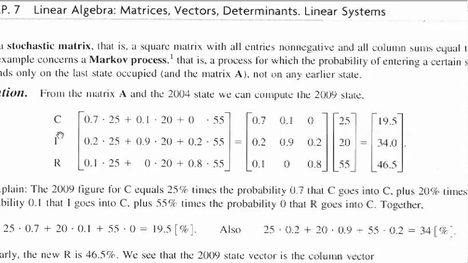So the state of their land use today, which in this problem is 2004, is that 25% of their land is commercial, 20% of their land is industrial, and 55% of their land is residential. This is the state of the world right now, the vector.